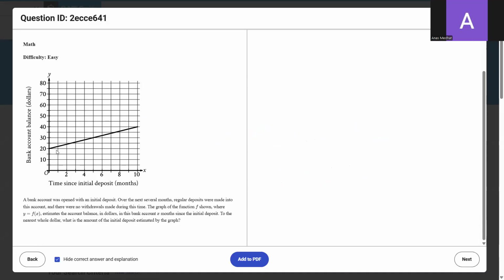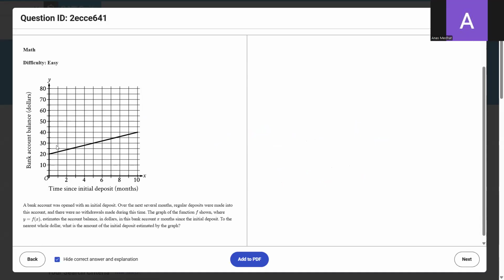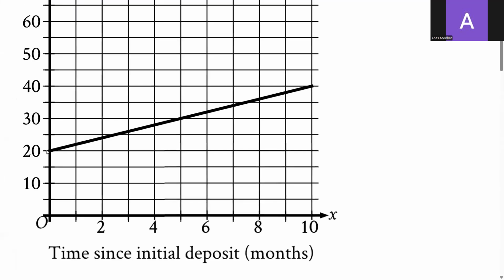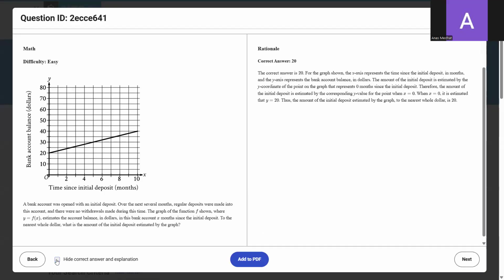A bank account is opened with an initial deposit. Over the next several months, regular deposits were made into this account, and there were no withdrawals made during this time. The graph of the function f shown, where y equals f of x, estimates the account balance in dollars in this bank account x months since the initial deposit. To find the initial, look at the y-intercept here, which is 20. So the answer is 20.